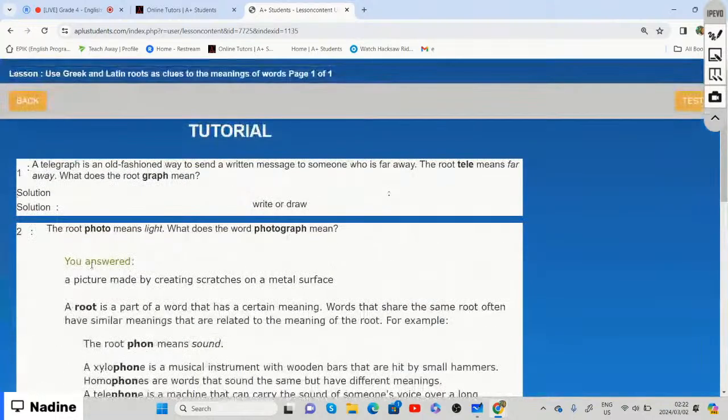All right. So now let's go to this word that says telegraph. A telegraph is an old-fashioned way to send a written message to someone who is very far away. The root tele means far away.